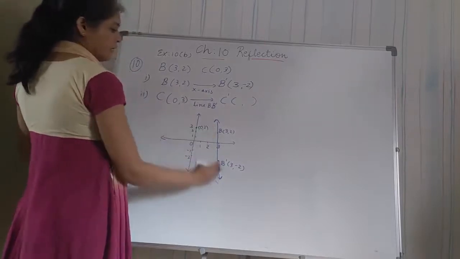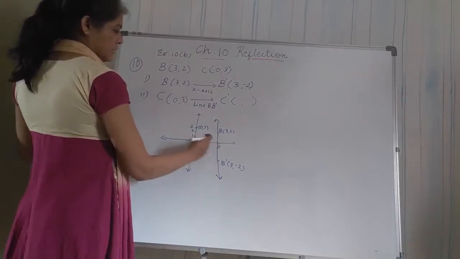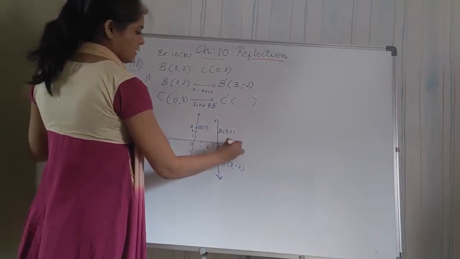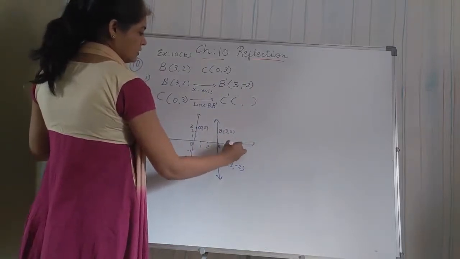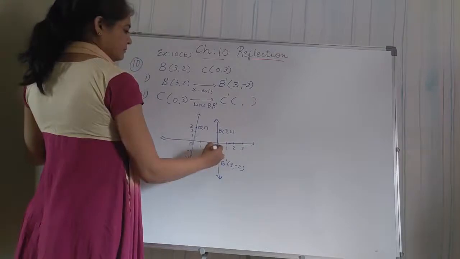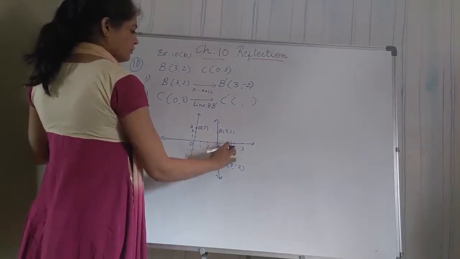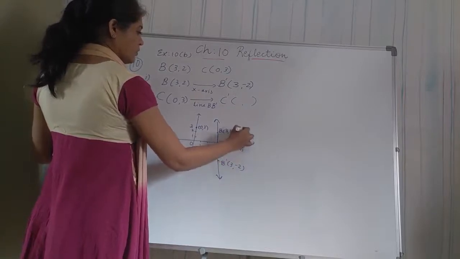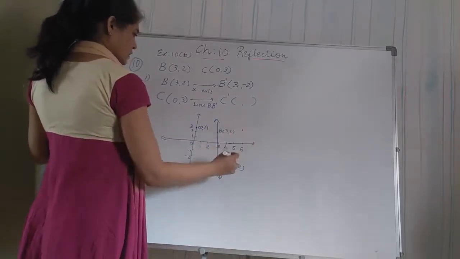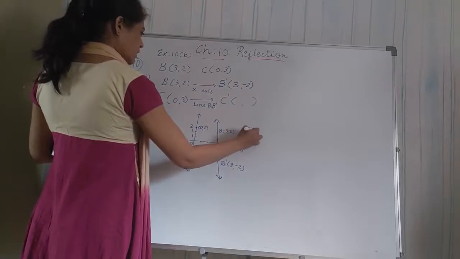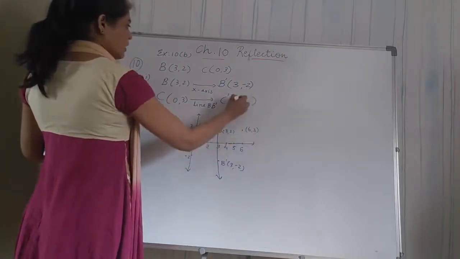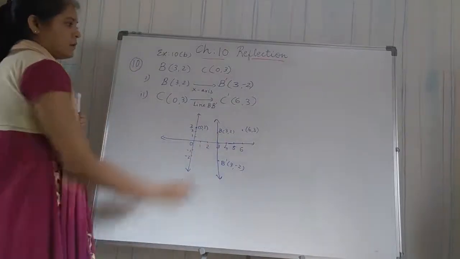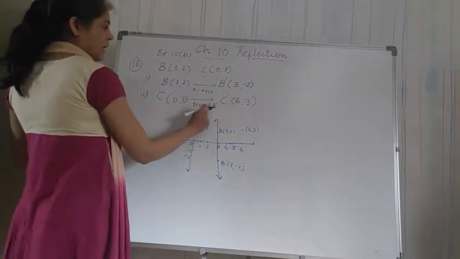So where will it reflect under this line? It is 3 centimeter distance from here. It means 3 centimeter distance from this side also. So 1, 2, 3 here, and this is 4, 5, 6. So now this is your point here. This is (6, 3) actually. So the coordinates are (6, 3) of the C dash point which is reflected in line B, B dash.